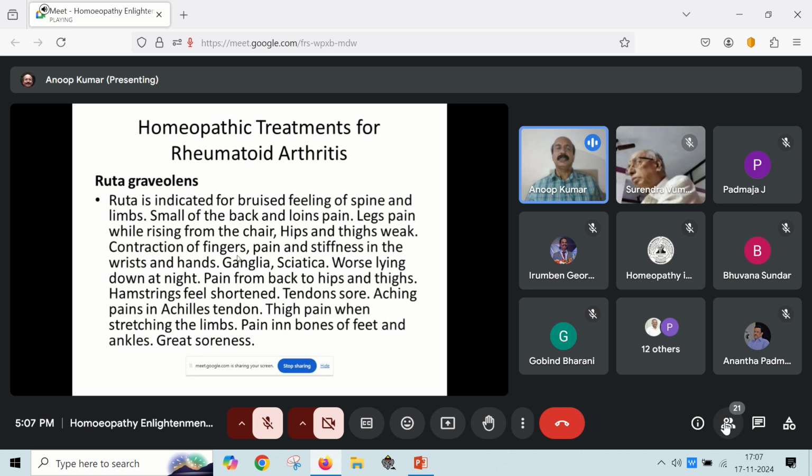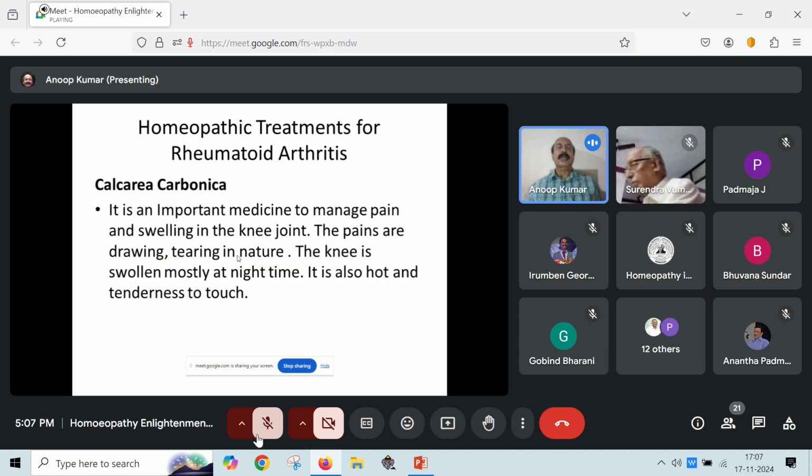Aching pains in the Achilles tendon. Then thighs are painful when stretching the limbs. Pain in the bones of the feet and ankles, great soreness. So Ruta is again a very wonderful medicine to relieve these sort of rheumatic pains, and it works very well.